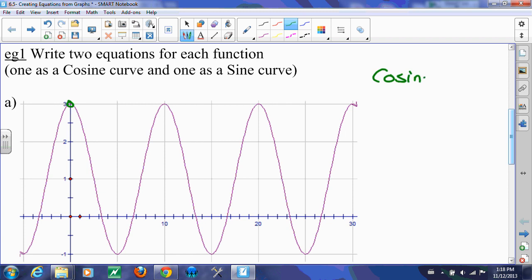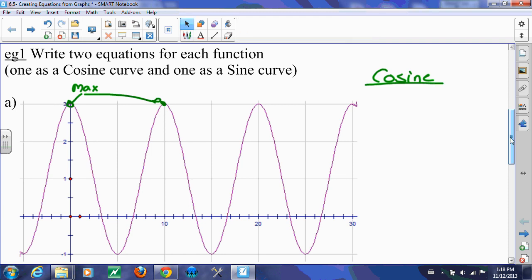If you have two different colors, that's going to be helpful today. For the first one, I'll use green. For cosine, remember, it starts at its max and it ends at its max. So these are my max. When you start at one max and you go to your next max, that creates what we call our box, which shows one cycle. Okay, so let's draw that in.